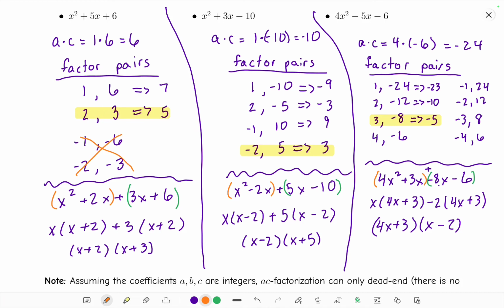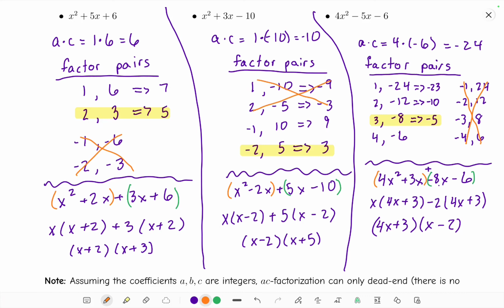For the second one, it's a negative, so that means one's negative, one's positive. But since it adds up to a positive 3, that means the positive number has to be bigger. So these first two factor pairs I didn't have to do because the negative number was bigger. And then here, where it multiplies to a negative, so one's positive, one's negative, but it adds up to a negative, that means the negative number has to be bigger. So I realistically didn't have to write these 4 pairs.